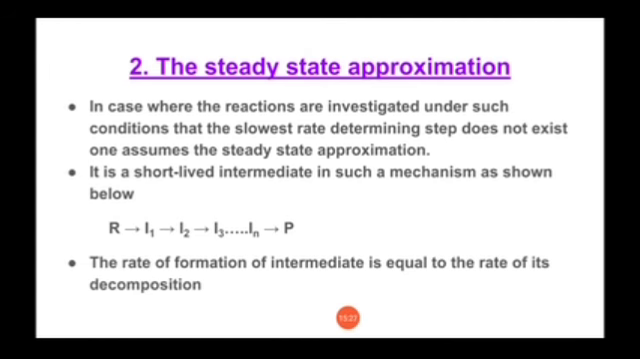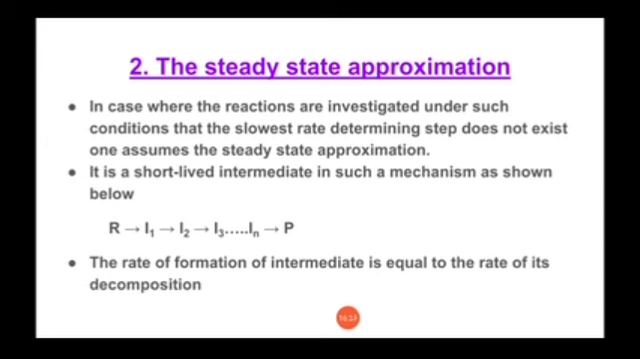You know that writing the mechanism for organic reactions is easy, but writing the mechanism of a complex reaction is difficult, because sometimes they involve many more steps than we think. Sometimes the reactions are unimolecular, sometimes bimolecular, so it is very difficult for us to write the mechanism of that reaction. For that, two different approximations are involved. First is the equilibrium approximation, and the second one is the steady state approximation.